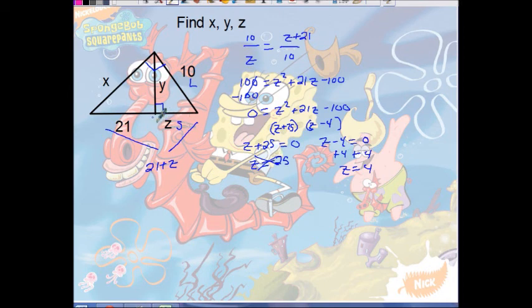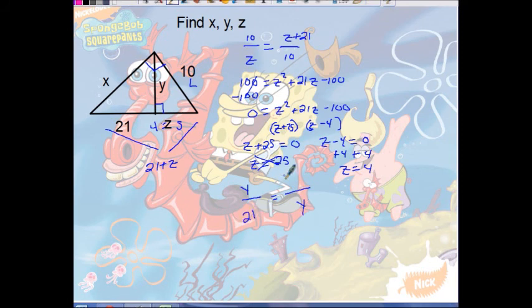We have my z is going to be equal to 4. So the next thing that we're going to want to do is, since we know z is 4, let's find our altitude. So here's what we're going to do. Say mean proportional. Mean proportional. We're going to set up a mean proportional between my altitude, which is our y's, and those segment pieces, the 21 and the 4.